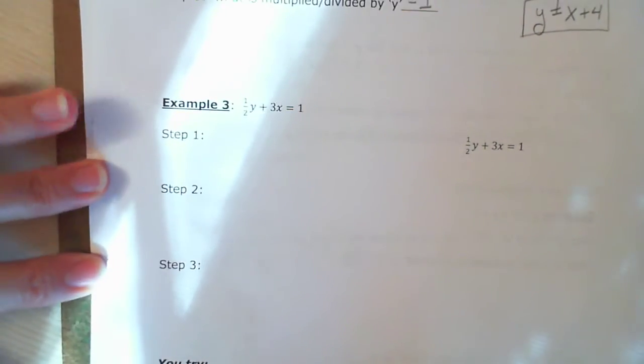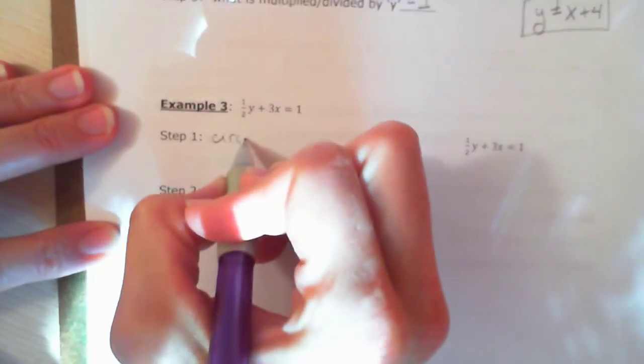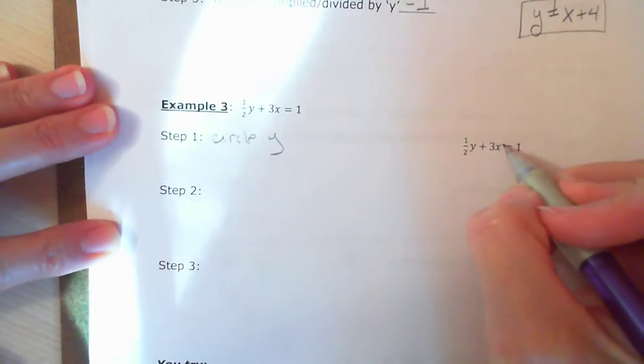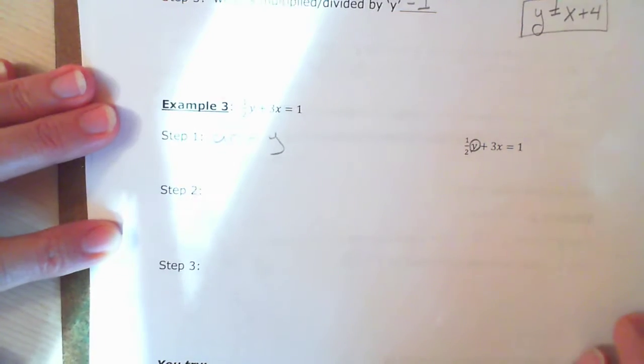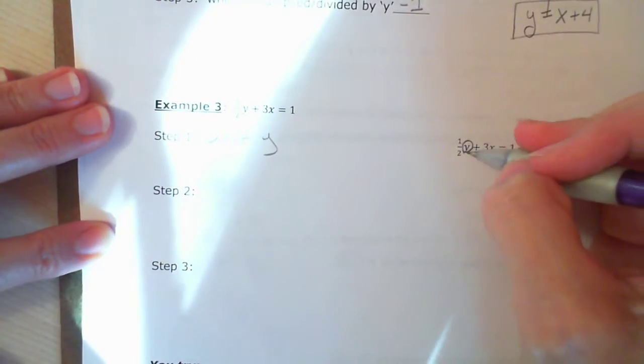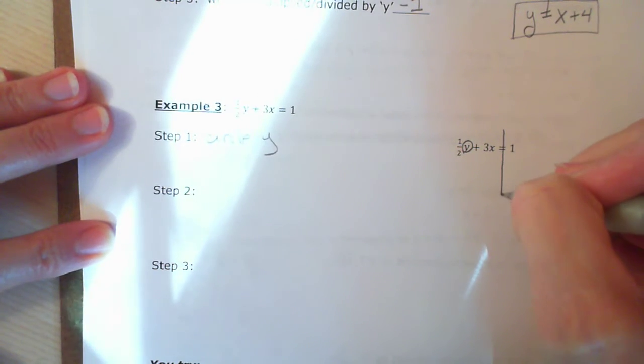Okay, example 3 has a fraction in it, no worries. We'll go over what we do when we're undoing a fraction. Notice I took away some of the steps here, but the first step is circle y, all right? So let's start. Oh, it's in a different spot this time. No worries, just circle it. This is why we circle it, so you don't accidentally start solving for x here.